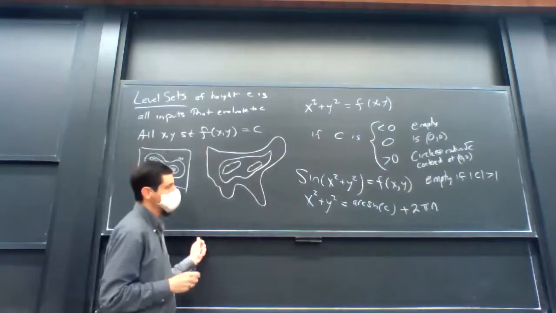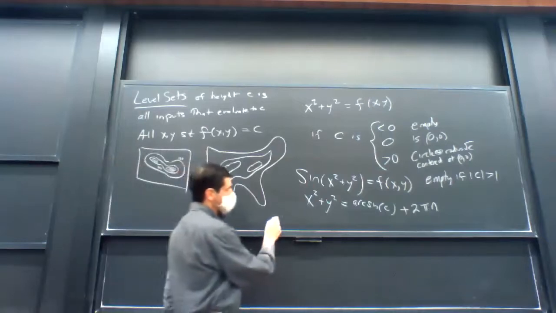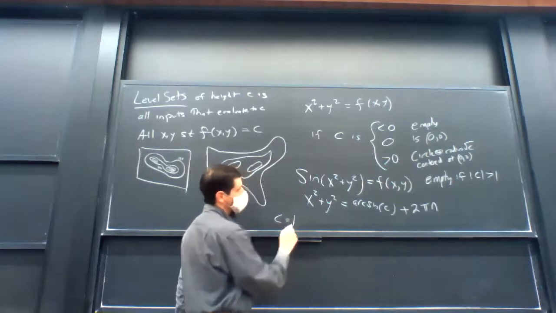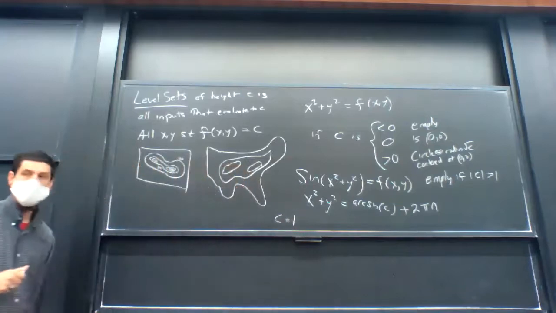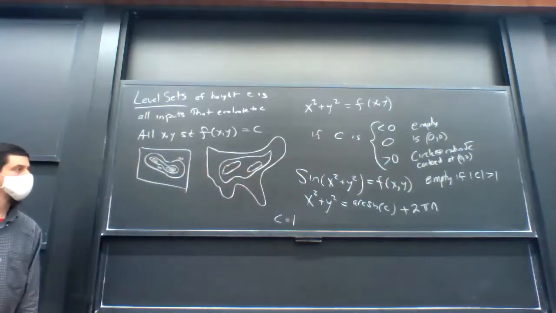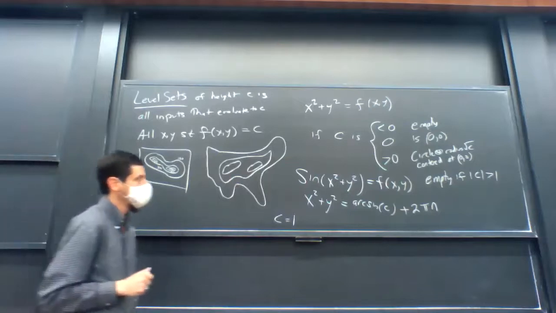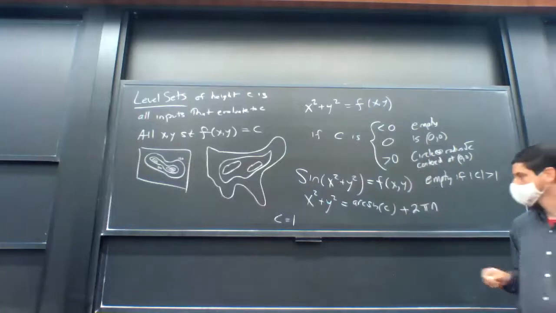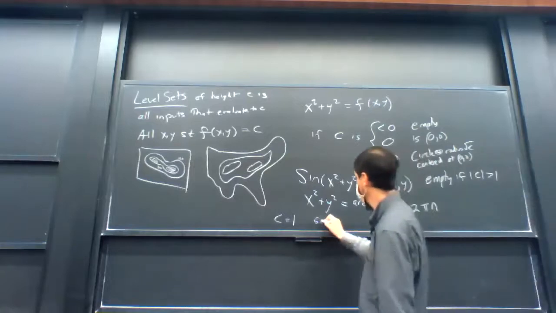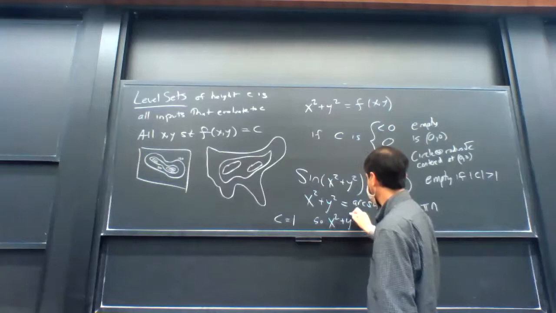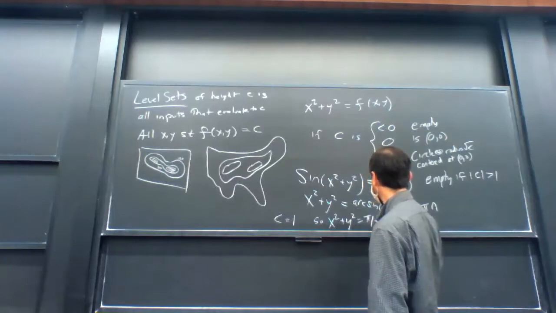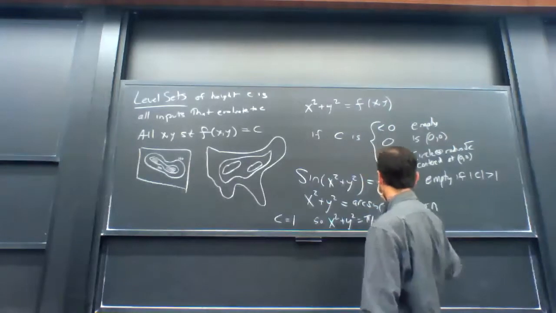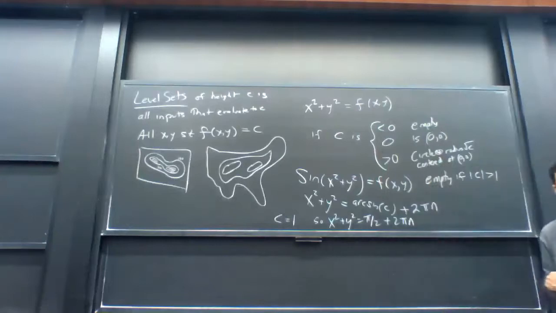Let's take a specific value. Let's take C equals 1. So what do you want x squared plus y squared to be? What's the arc sine of 1? So we want x squared plus y squared equals pi over 2 plus 2 pi n. So what kind of curves are these?